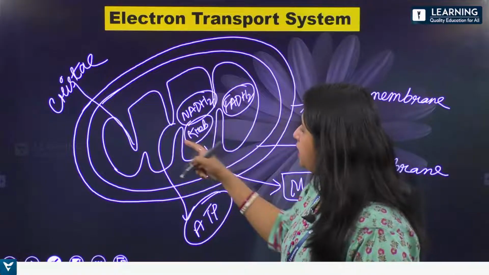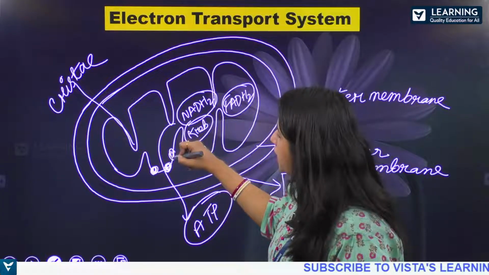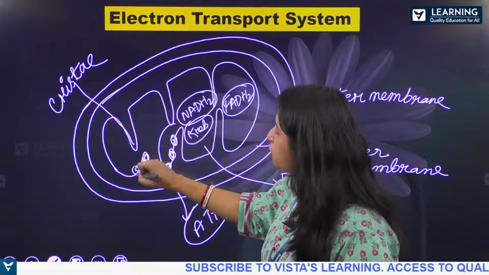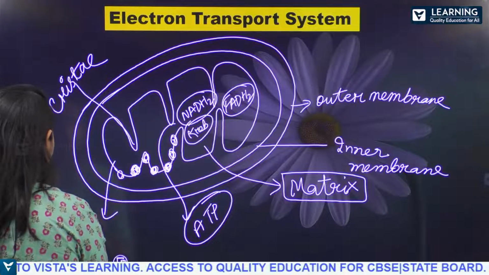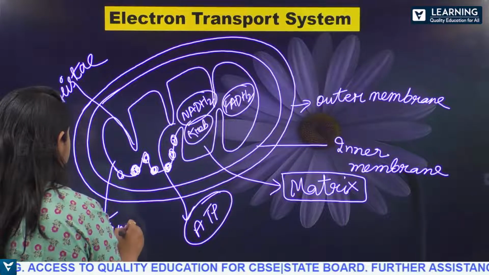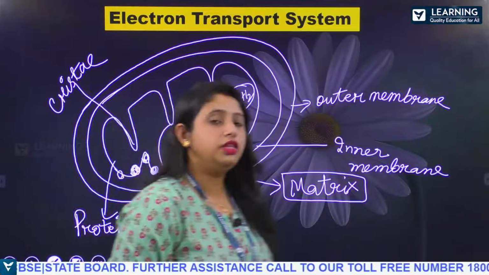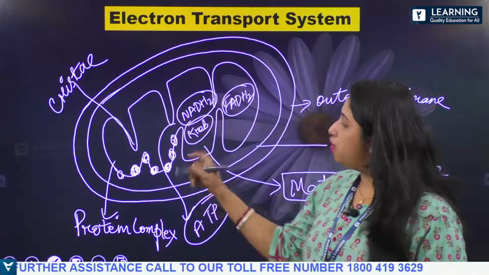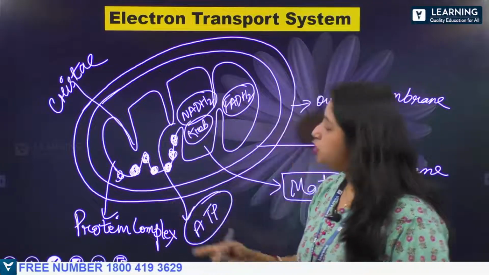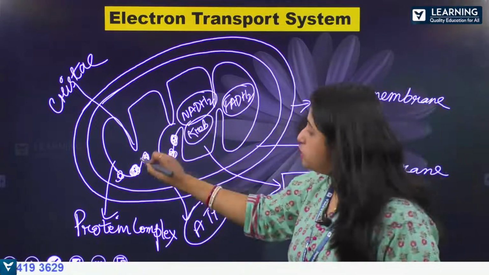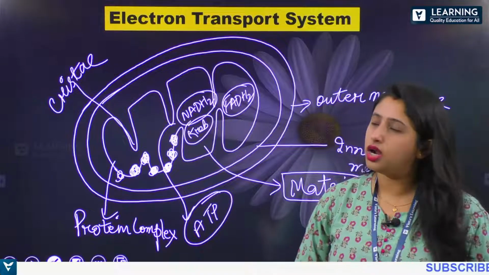So for that, inside the inner membrane, there are various electron transport chain proteins. There are various protein complexes, okay? These protein complexes transport the electrons from one complex to another. So inside the inner membrane, there are various protein complexes, and they transport the electrons from one complex to another.